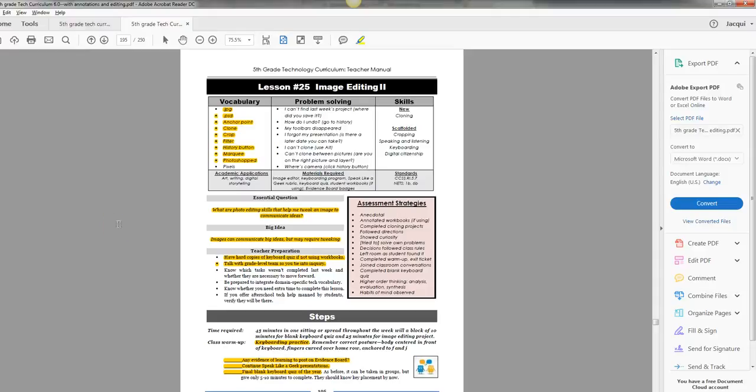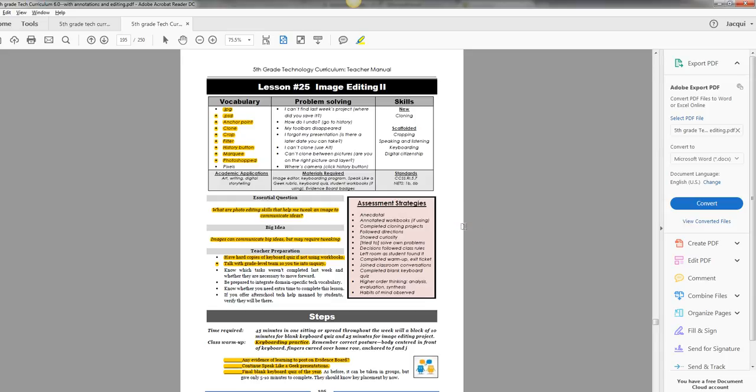I'm your guide through these 32 lessons in the Structured Learning Technology curriculum. We're on lesson 25, and this is 5th grade. This is the second of 4 lessons in this segment on image editing.